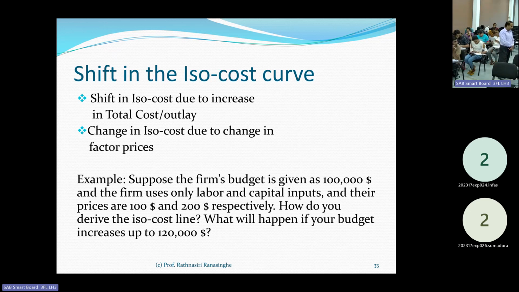So those are the factor prices, the price of labor and the price of capital. If you know those, you can decide how much labor the producer can use, and how much capital input the producer can use. Any questions?